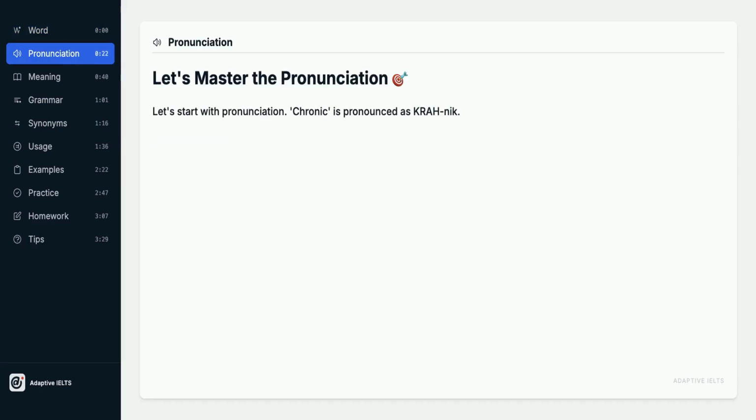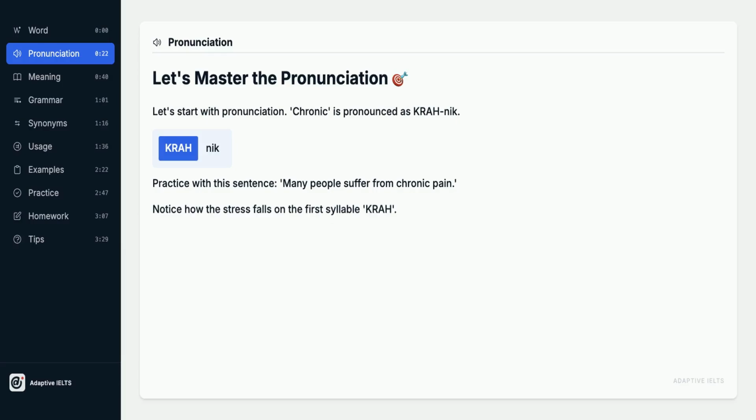Let's start with pronunciation. Chronic is pronounced as chronic. Break it down with me. Stressed is followed by nick. Practice with this sentence. Many people suffer from chronic pain. Notice how the stress falls on the first syllable, cro.